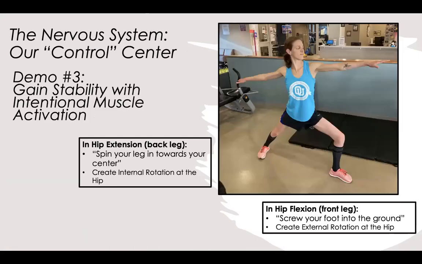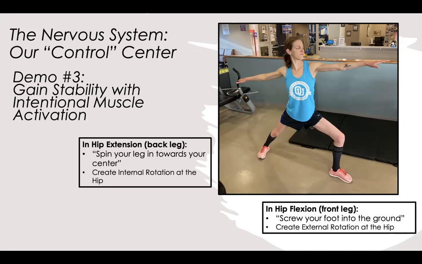Okay, finally, this next demonstration that I want to provide is the ability to gain stability at certain joints with intentional and attentional muscle activation. So in this particular posture, in Warrior 2, what we want to think about is what are some of the principles of the joints, and how do we create stability at those joints in different positions?